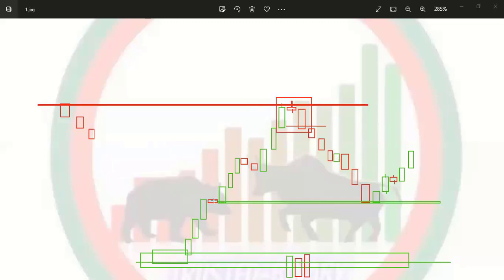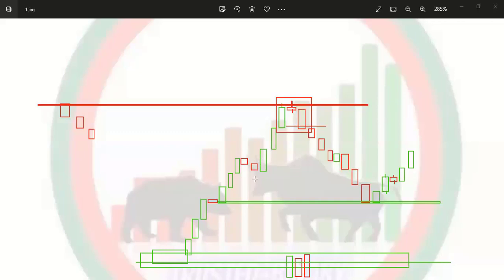After that, it's the pullback. After this pullback, buyers enter again. And after that there is another pullback. So what happened here? The first time, it's a very strong area by the buyer side. The second time, it's also strong, but we have to think that it's less strong than this one. Okay, so then what happened?